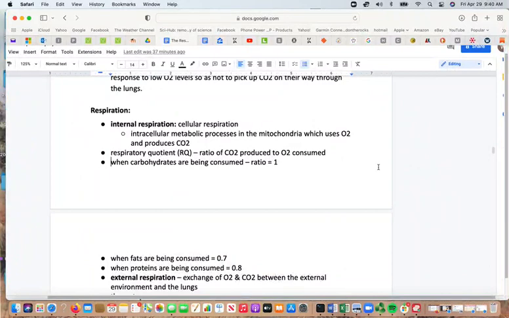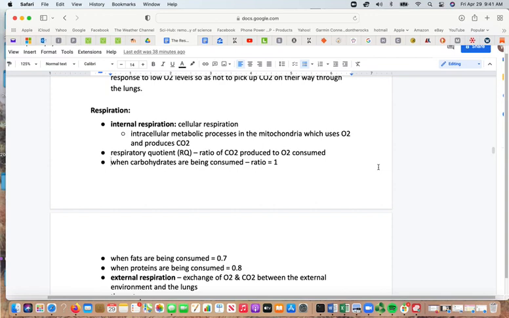In this video, we're going to continue with the respiratory system, starting to look at the respiration process. So we have internal and external respiration. Internal respiration, or cellular respiration, looks at the intracellular metabolic processes that go on in the mitochondria. It's using the oxygen to derive energy and then producing carbon dioxide. The respiratory quotient is the ratio of carbon dioxide produced to oxygen consumed.